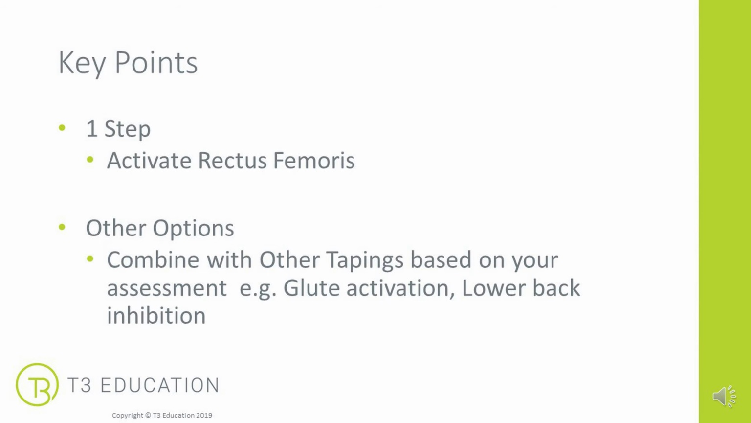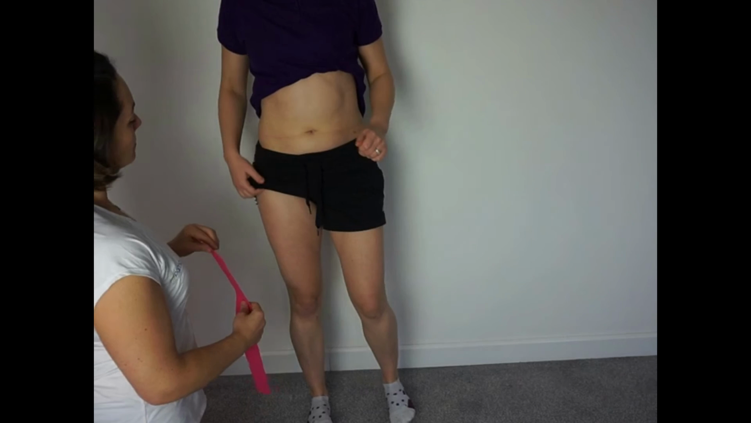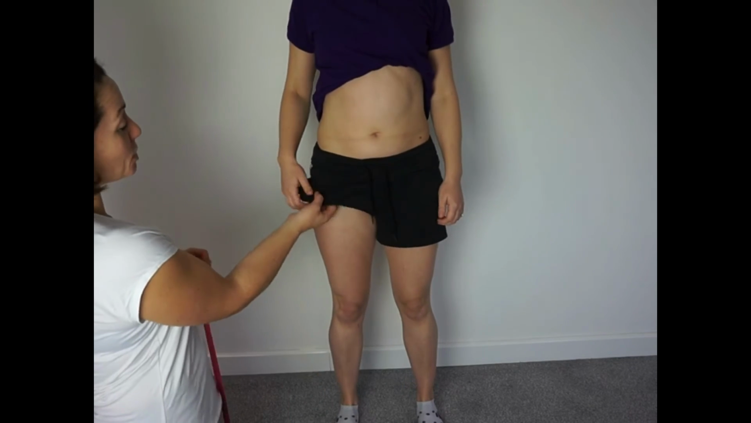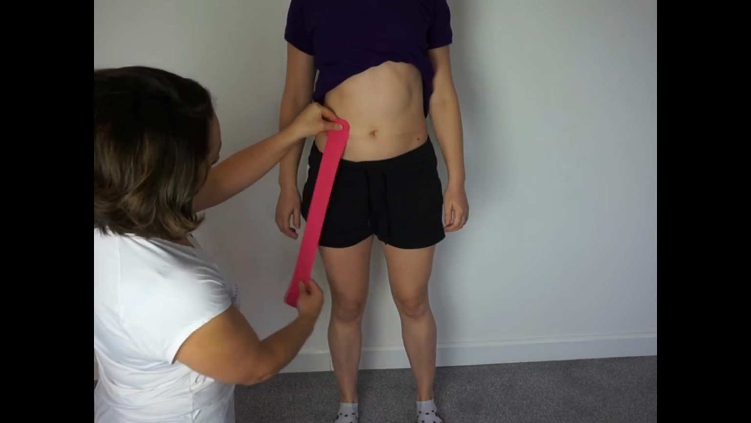Now moving on to the subacute and remodeling phase. Here we want to activate the rectus femoris as we start to rehabilitate and strengthen the damaged tissues. We might want to combine it with any other postural or biomechanical issues that we're treating in our long-term plan. So for example, lower back inhibition if the client was extremely lordotic, for example. Activation, we're going to anchor at the origin towards the midline.